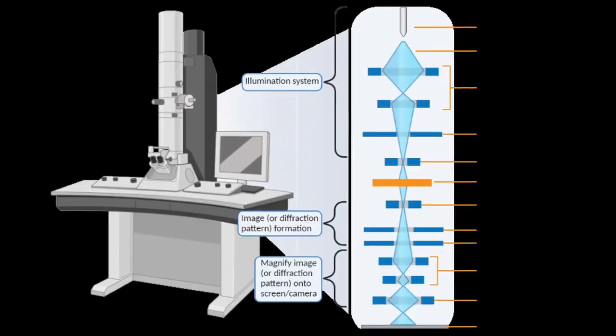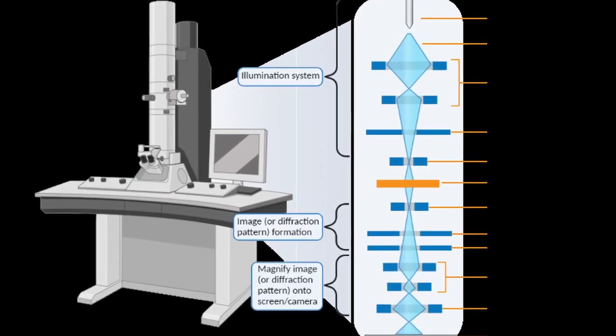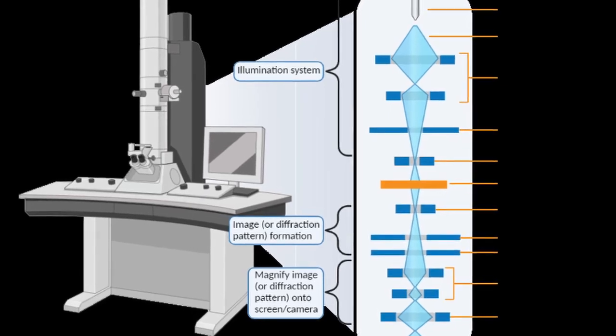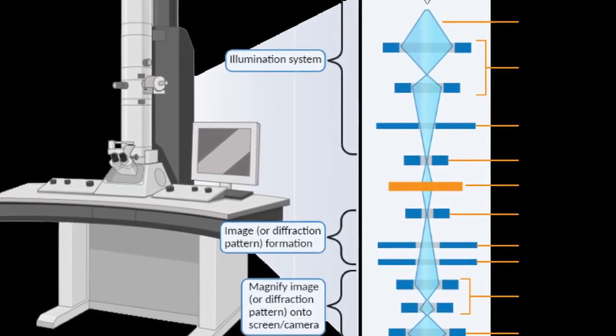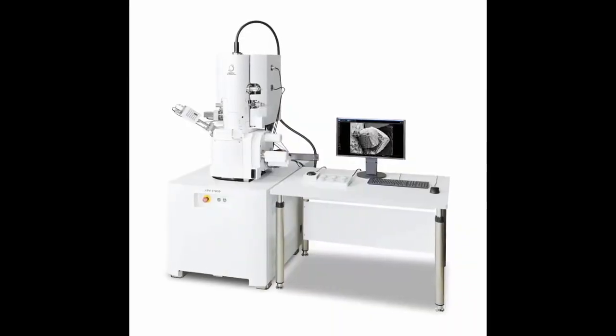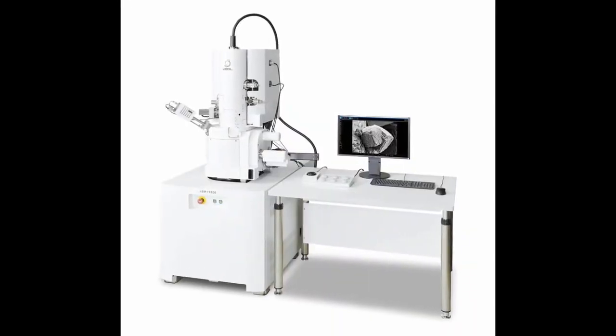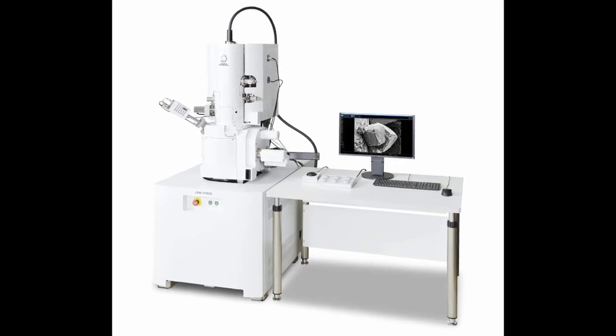There are two types of electron microscopes: transmission electron microscopes, aka TEM, which can view extremely thin slices of objects at the atomic level, and scanning electron microscopes, SEM, which create detailed 3D images of surfaces.